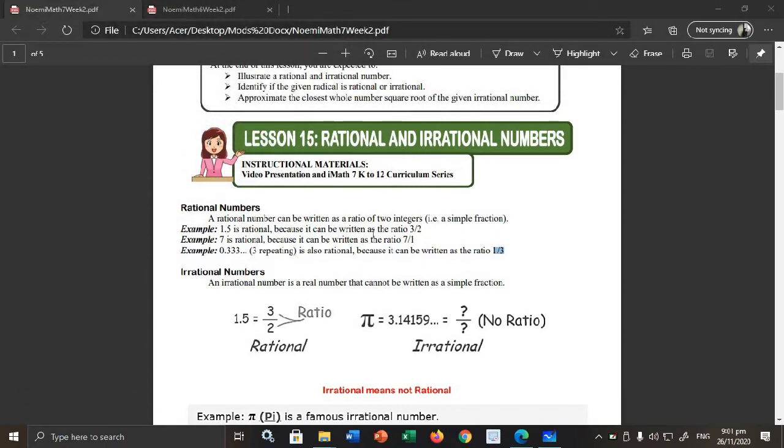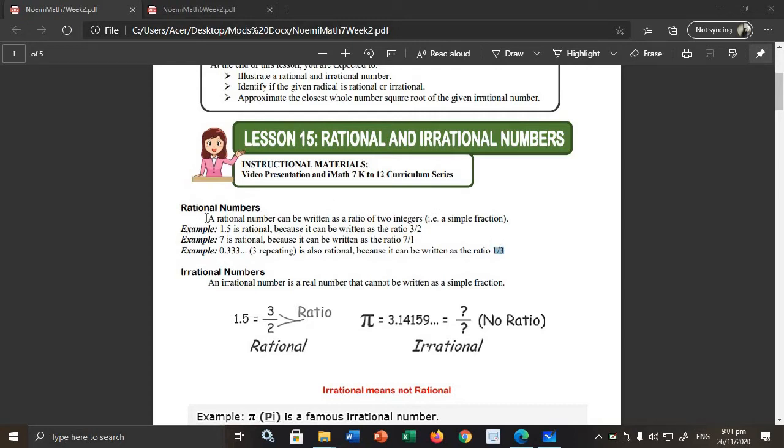In this video, we are going to talk about rational and irrational numbers. So first of all, we need to define these numbers. First, we have rational numbers. When we say rational numbers, these are numbers that can be written as a ratio of two integers. Or in short, we can write these numbers as a simple fraction.